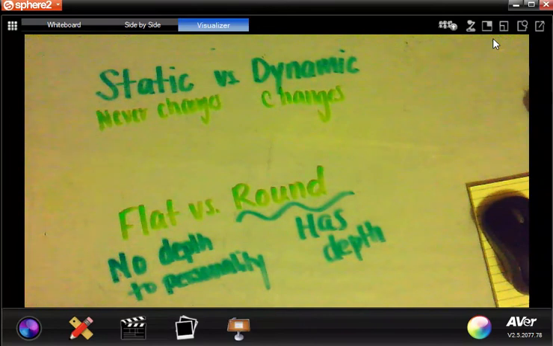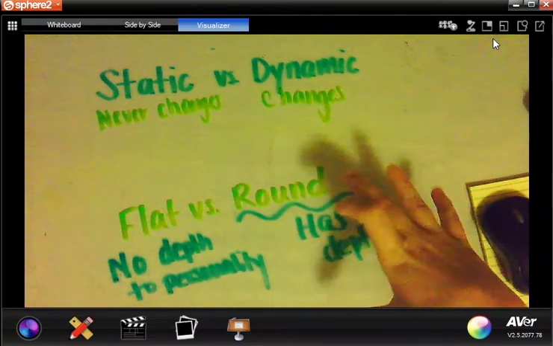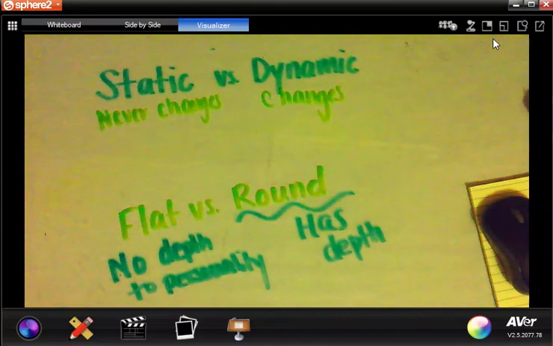And a round character has depth and emotion, and they are the more relatable characters because we all are round characters. We all change and develop and have personalities, and one minute we might be happy and then the next we might be angry. That's a round character.